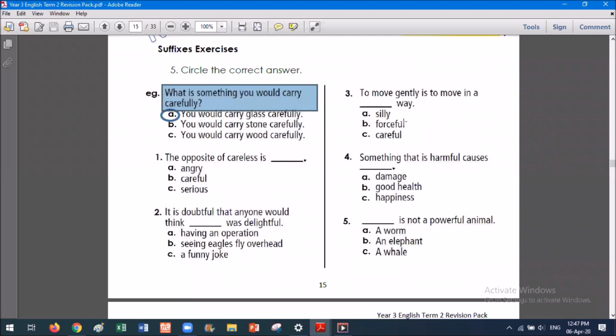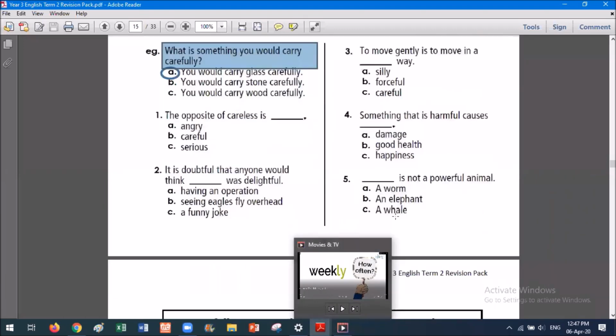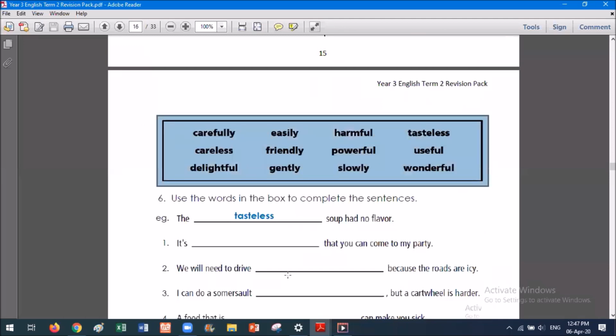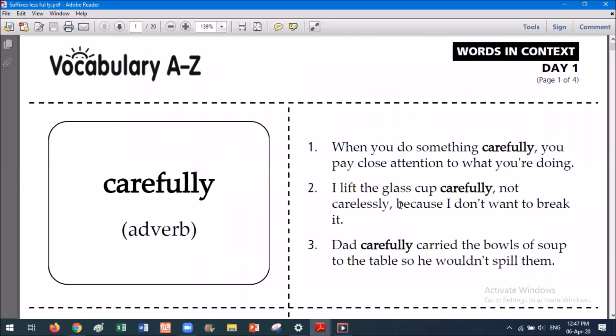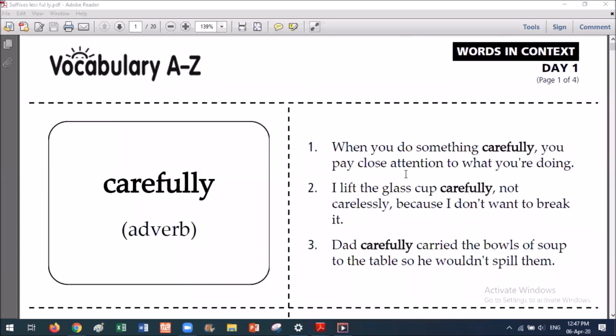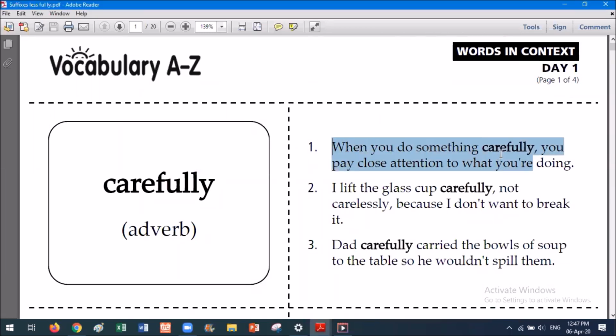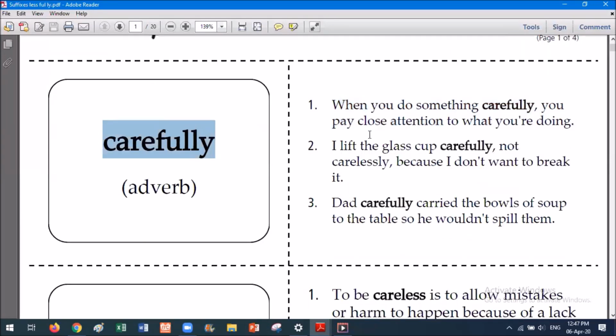So I want to go through some of the vocabulary with you guys. All the vocabulary in this box here, I'm going to go through with you now, okay? So carefully, we have when you do something with care, you pay close attention. When we're writing, we are careful with our writing because we pay attention to what we're writing. So that one is carefully.